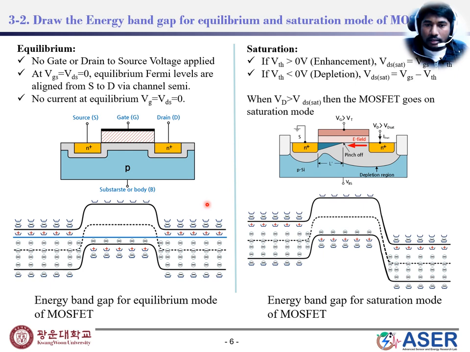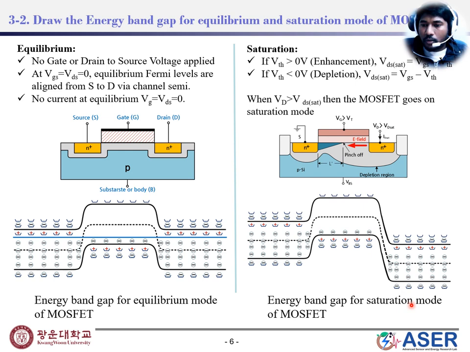And for saturation, the condition for enhancement and depletion is shown here. When VDS is greater than VDS saturation, the MOSFET goes into saturation. For saturation mode, the pinch-off point shifts from right to left. And the energy band diagram is like this. This portion goes lower.